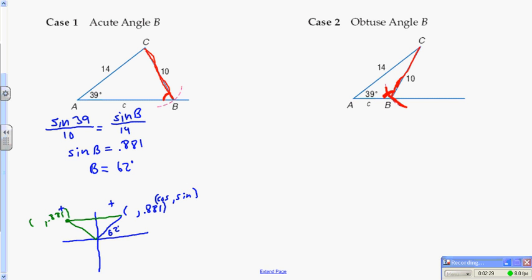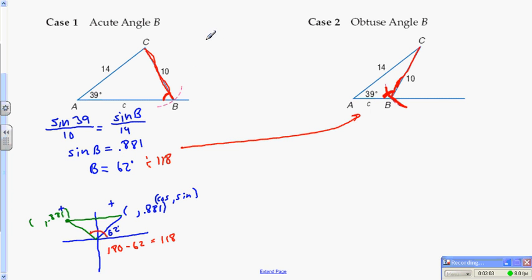So what is that measurement then? Well, we're looking for this measurement. And that is 180 minus 62, which is 118. So B is equal to 62 degrees, that's one triangle, and 118. And that is where our second triangle comes from. So we're going to finish with 62 first.